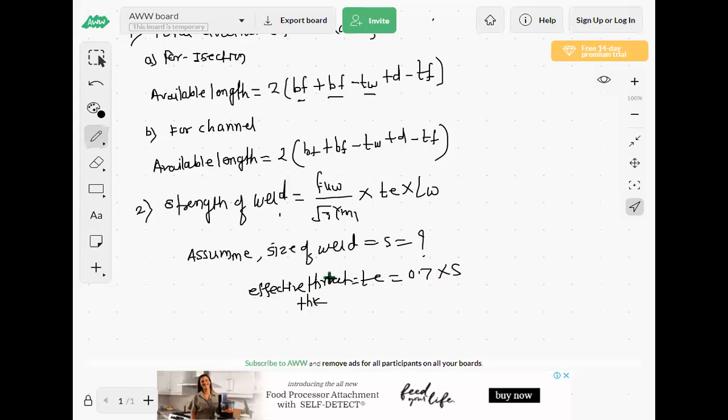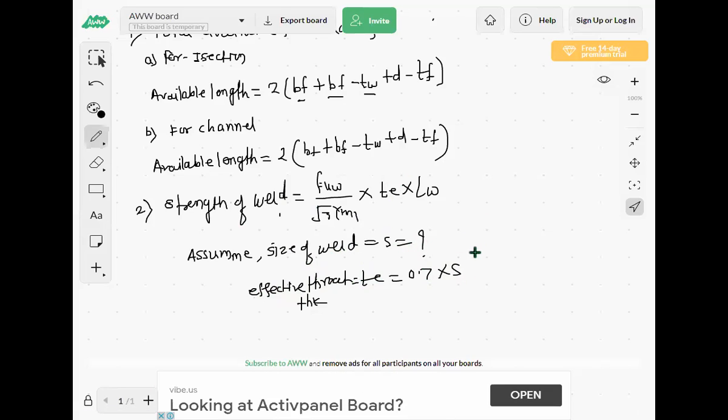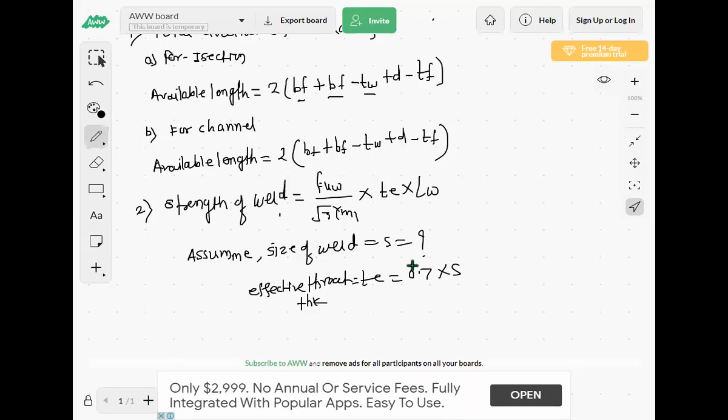This we have calculated in the earlier units 2, 3, 4, strength of weld. So T is 0.7 times S. So for that you have to assume S first. Then you can calculate the effective throat thickness. Okay.